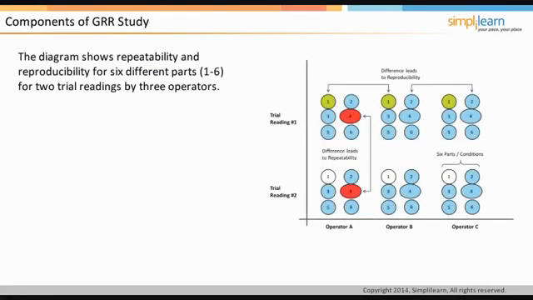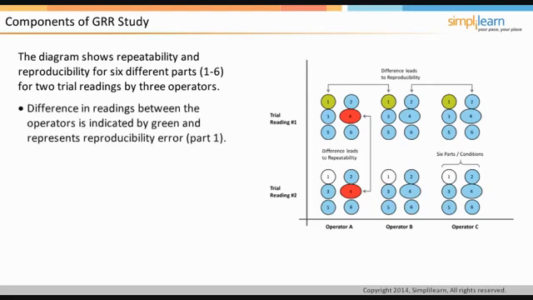The figure on the screen illustrates the difference between gauge repeatability and reproducibility. The figure shows the repeatability and reproducibility for 6 different parts represented by the numbers 1 to 6, for 2 different trial readings by 3 different operators. As can be observed, a difference in reading for part 1, indicated by the color green, by 3 different operators is known as reproducibility error.